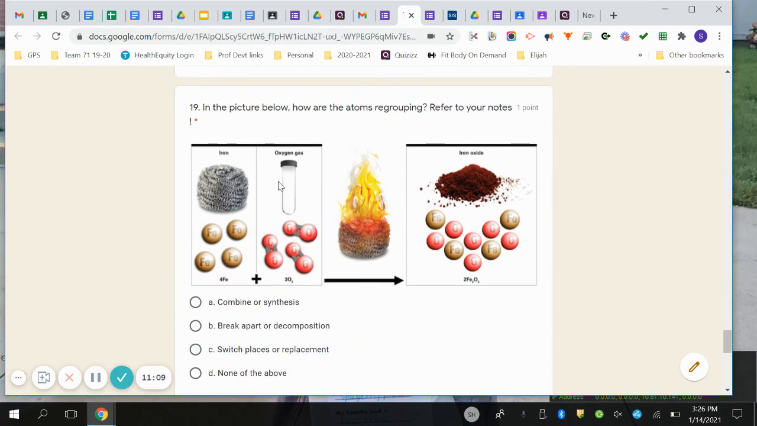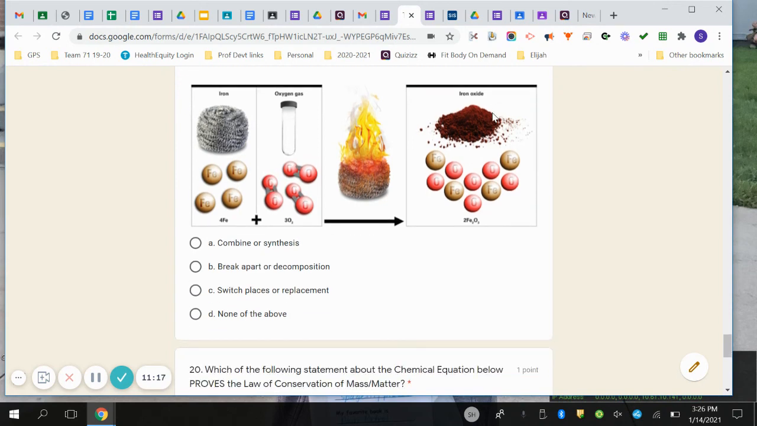The next couple are going to be from examples. In the picture, how are the atoms regrouping? Refer to your notes. Can't refer to your notes, it's a quiz. So you have, in an example, hopefully you're listening to this, A plus B. So iron is your A, B is your oxygen gas. Here's your chemical reaction, turns into FeO. Okay? So you have, does it combine? Does it break apart? Does it switch places? Or none of those? I talked about it in the top, so you may want to rewind.